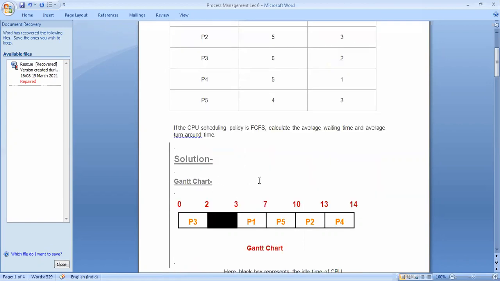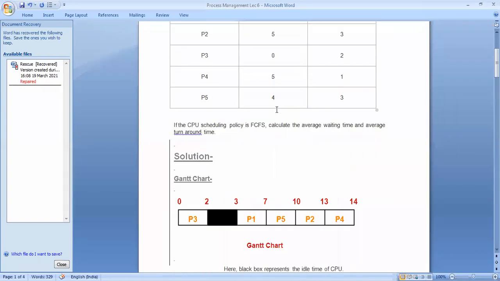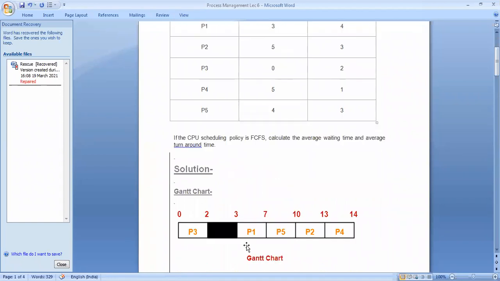Now after 2 milliseconds we'll check here. Is any other process ready in the ready queue? No. So in this time the CPU is idle. After 1 millisecond, we'll check if any other process is ready. So the P1 process is ready. So that's why we start the P1 process.